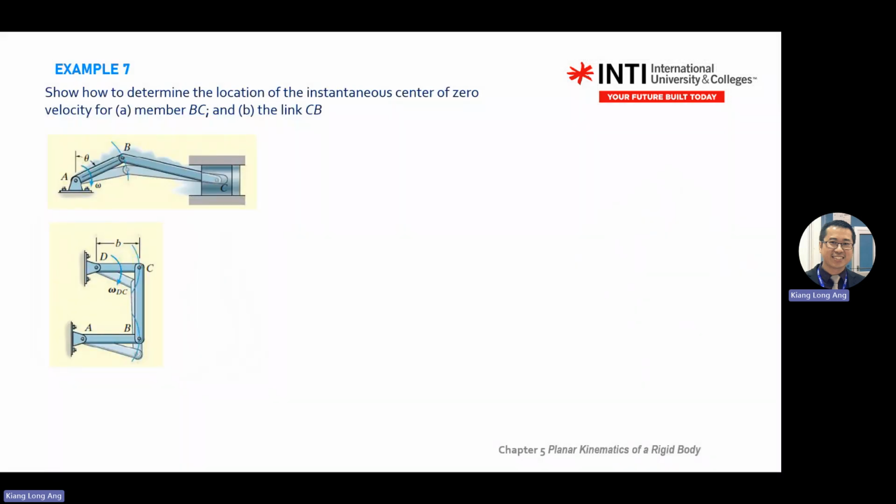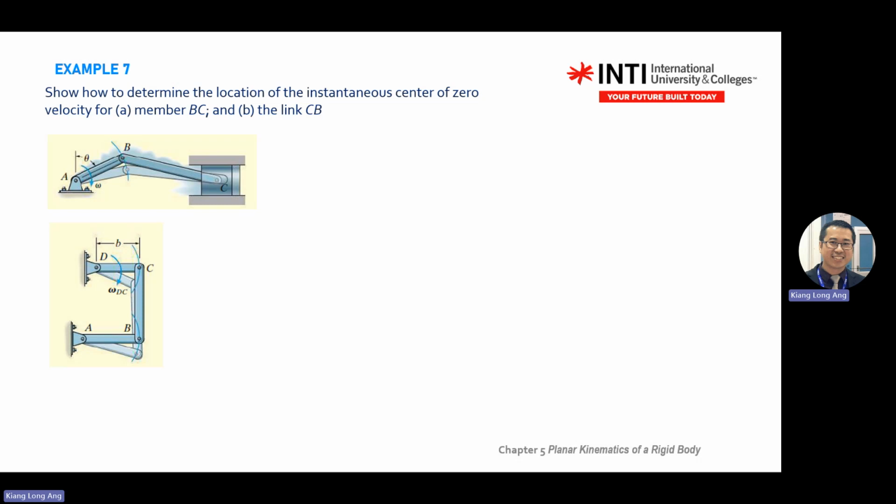Okay, let's practice how to find the IC location. This kind of question is actually very easy to score if it comes up. Show how to determine the location of the IC, the instantaneous center of zero velocity, for member BC, the link CB. Before you draw the IC location, you have to show what the question targets you to solve. For example, it asks you to target BC. How does the BC member move?